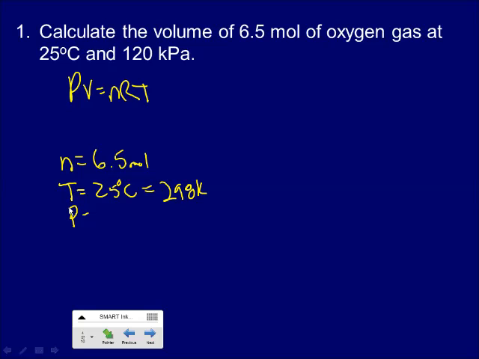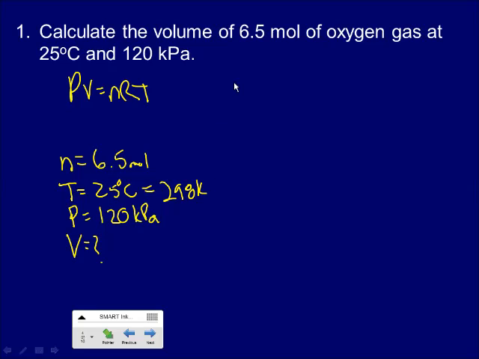I have a P. I just recorded that. I have a value for the pressure, 120 kilopascals. And what am I looking for? It's the only thing missing. Oh, you guys are all busy doing the problem. Excellent. I'll let you continue. I'm looking for the volume.